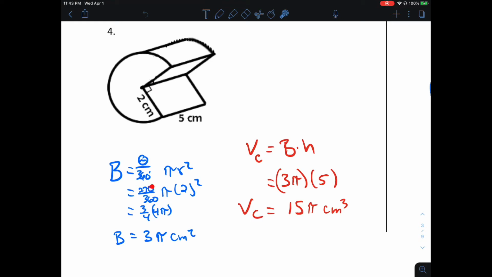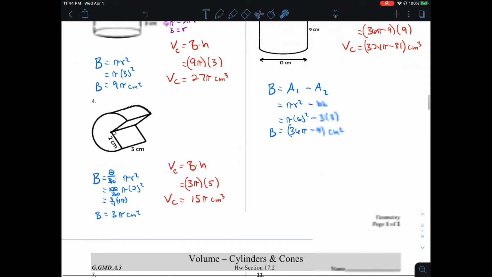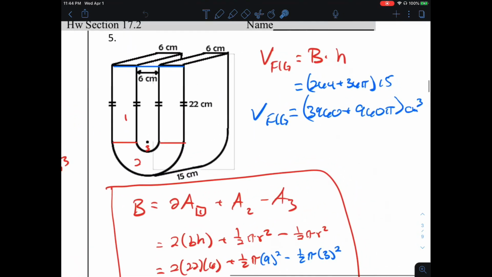We're not using 90 degrees of it. That means there's 270 left. So 270 over 360 is 3/4. The radius is 2. 2 squared is 4. 4's cancel. We get 3 pi. That is the area of this base. If you then multiply it by the height of 5, you get the volume of this little fella is 3 pi times 5, or 15 pi cubic centimeters.